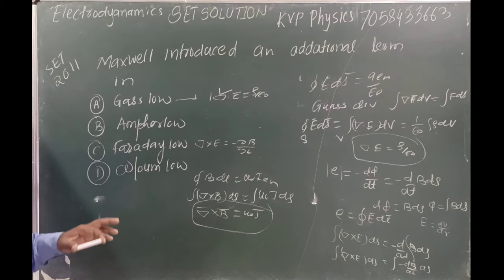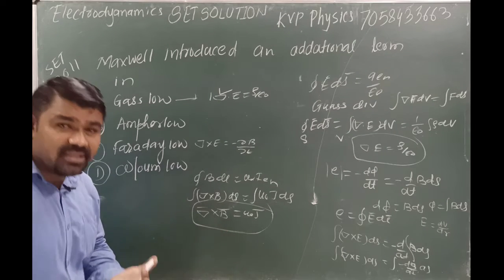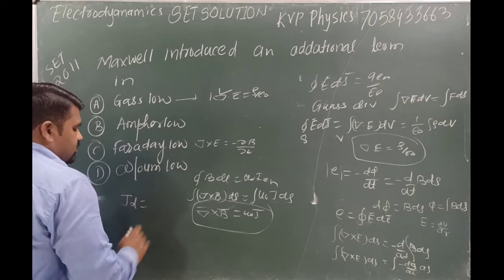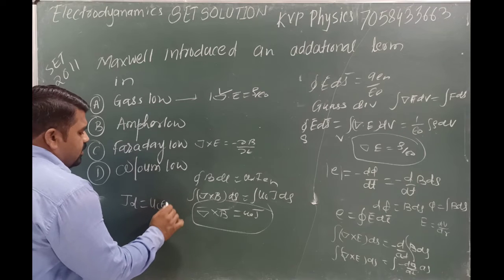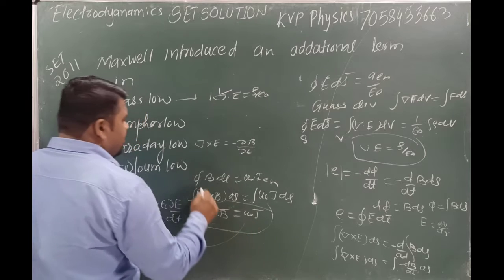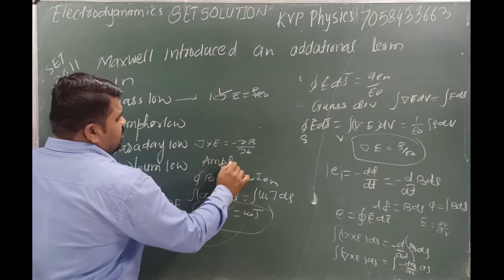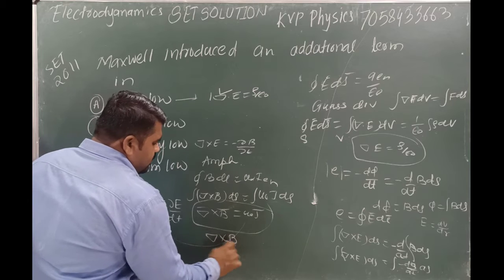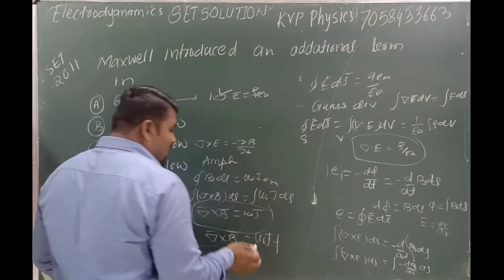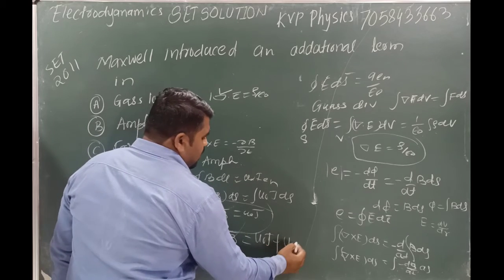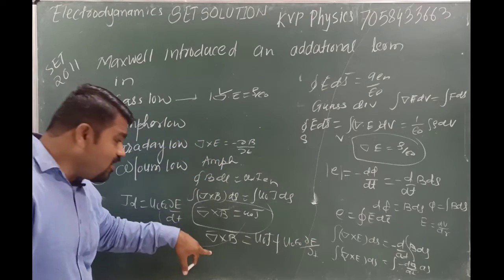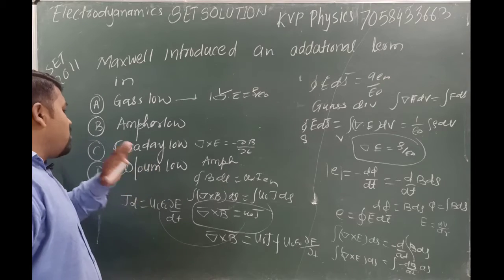But because of inconsistency in this equation, we added some extra term. This is known as J_D, the displacement current density. It can be written as mu naught epsilon naught partial E upon partial t. Means this extra term is added to which law? This one is Ampere's law. Del bar cross B bar is equal to mu naught J, and the extra term added is mu naught epsilon naught partial E upon partial t. Means the additional term is in Ampere's law, not in Gauss law or Faraday's law.